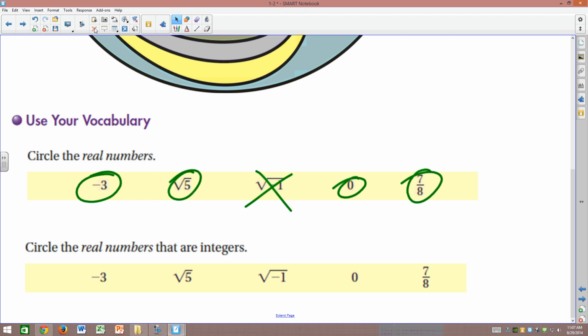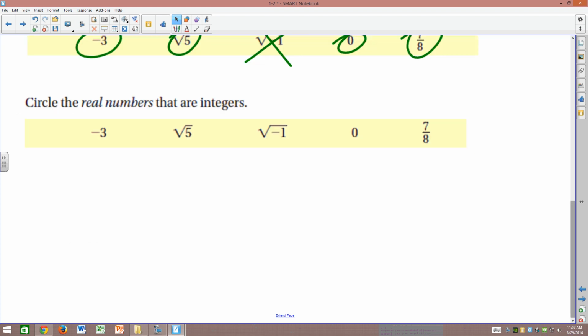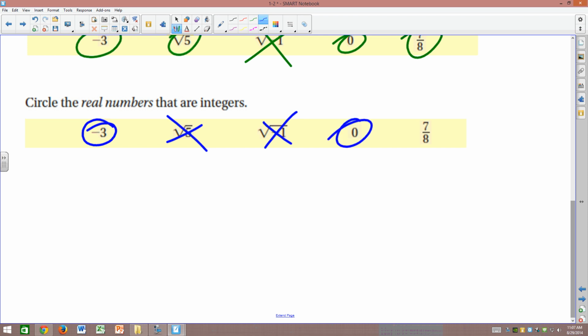Okay, so this one now, it's a little more specific. It says that are integers. So that means it has to be on the number line. Negative 3, definitely. Square root of 5, I don't know where to put that because it never ends. That's not even a real number. 0, I definitely know where to put that. That is not a whole number or a number on the number line.